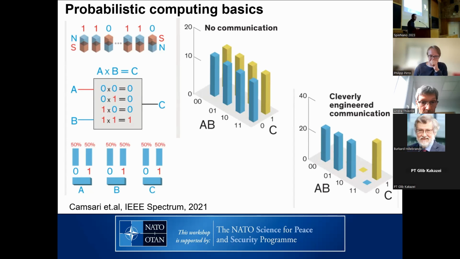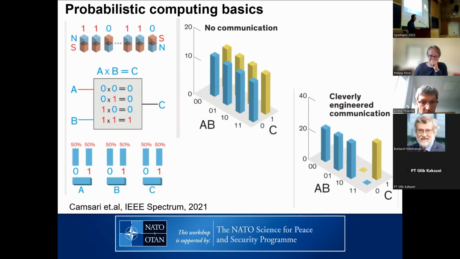Nothing astonishing here. But if we cleverly engineer communication between the bits, then not all the states become probable, and only the states that correspond to the truth table of this multiplication are present in the system. As you see, if the A, B is 0, then the C will be also 0. So, okay, this seems interesting, but not yet astonishing, because okay, another gate that we've seen a lot.